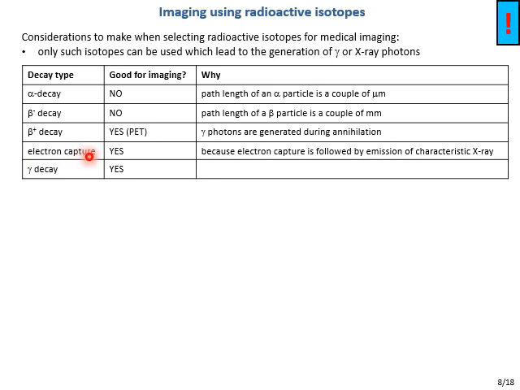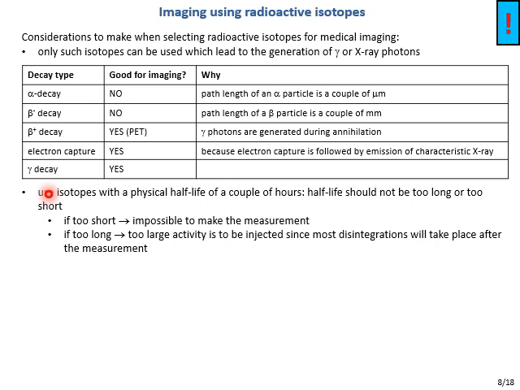Electron capturing isotopes or K capturing isotopes can also be used for imaging because after K capture, a vacancy is created on the K shell, and this vacancy is filled from a higher shell, which is followed by the emission of a characteristic X-ray, and it is this characteristic X-ray photon which is detectable. And obviously, gamma decaying isotopes, since they produce gamma photons, can be used for medical imaging.